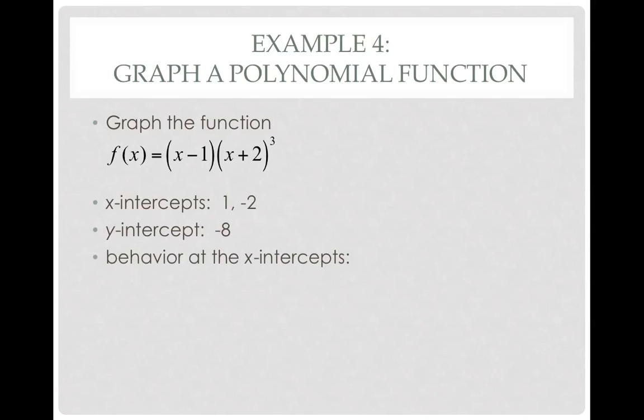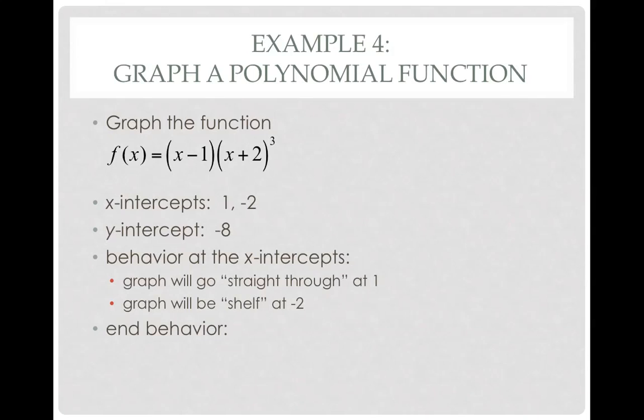My behavior at the x-intercepts will be easy to tell now because I can tell from the exponents how many times each intercept gets used. So because my 1 is only being used as a 0 once, I expect the graph to go straight through at the x-intercept of 1. My -2, however, since it's in a factor that's being cubed, means my -2 was used as a 0 3 times. And so I would expect my graph to do a shelf as it goes through the -2 x-intercept.